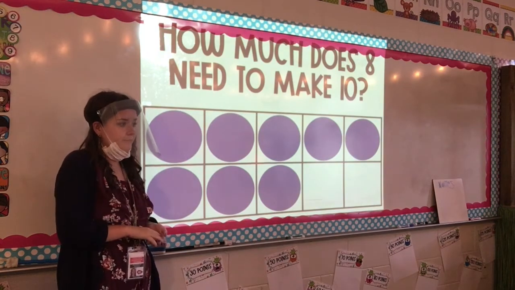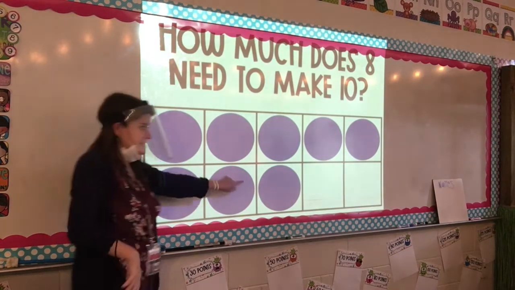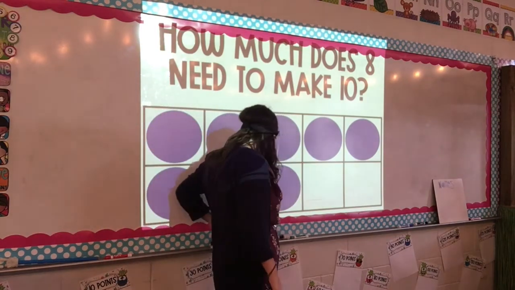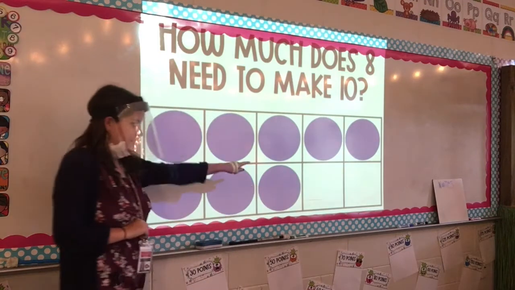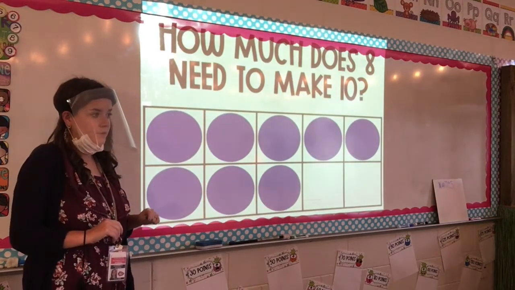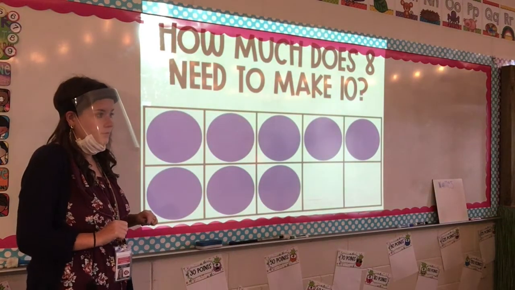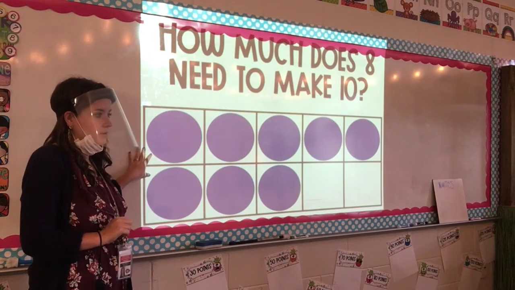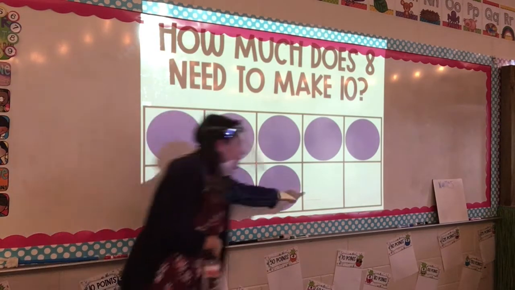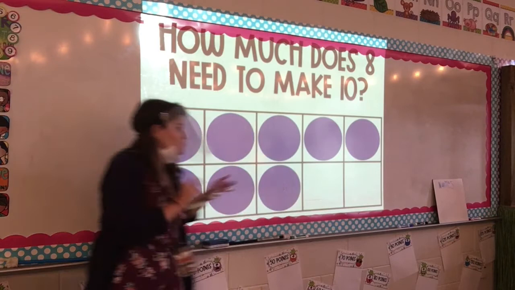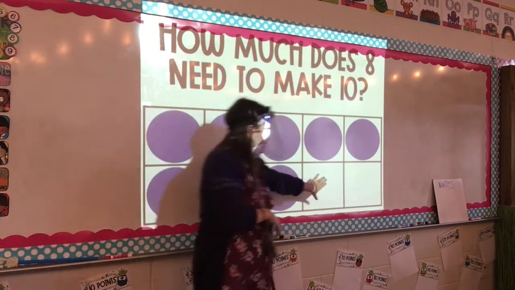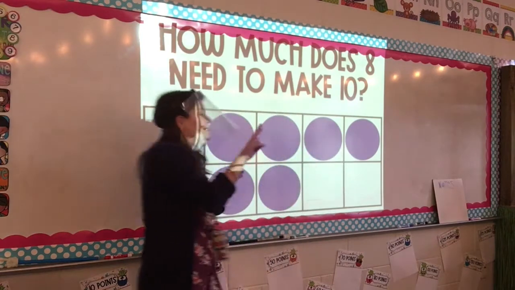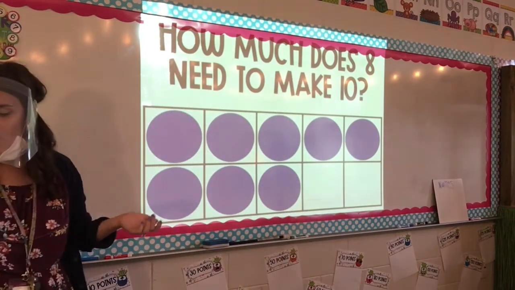How much does it need? Like when we have 8, how many more do I need until I have all 10? You see how many blanks I have? You want to help them out, London? How many? Look at the squares. How many do I need until I have all 10? 2. I have 2 blank squares, so I need 2 more circles until I have all 10.